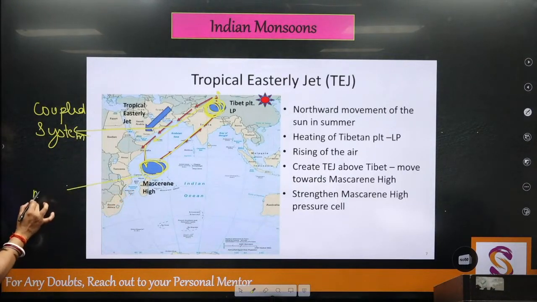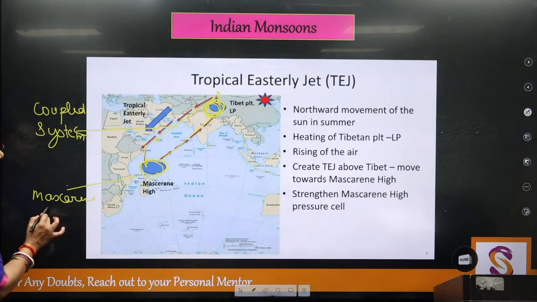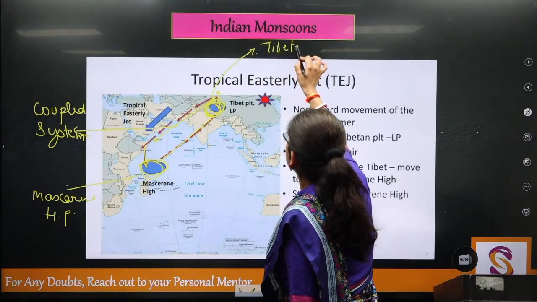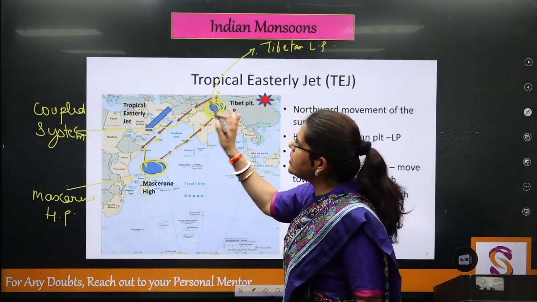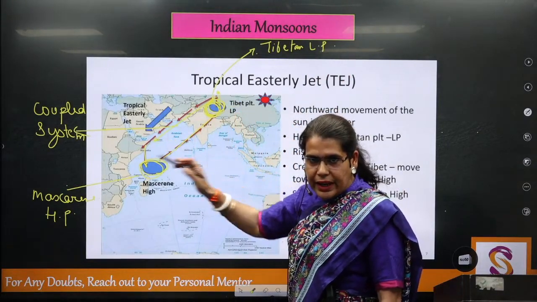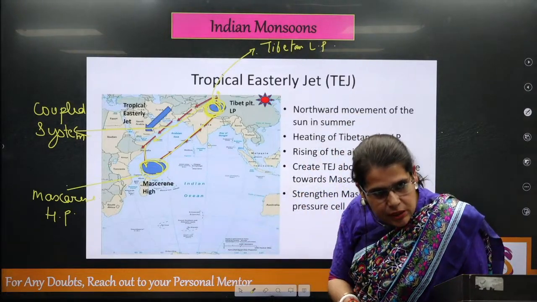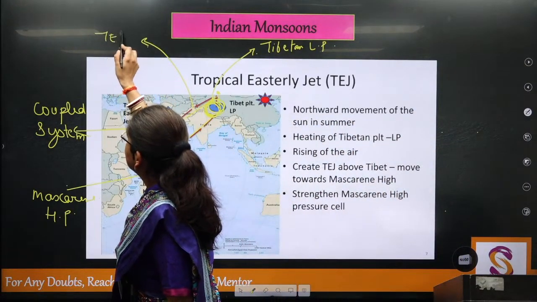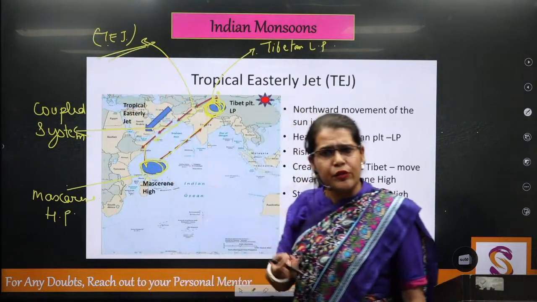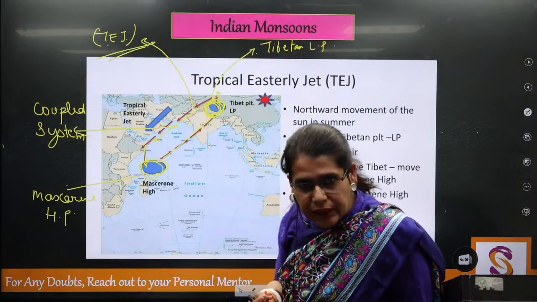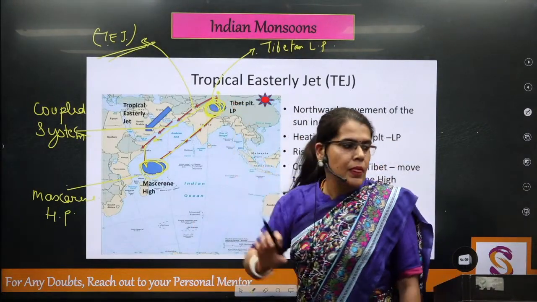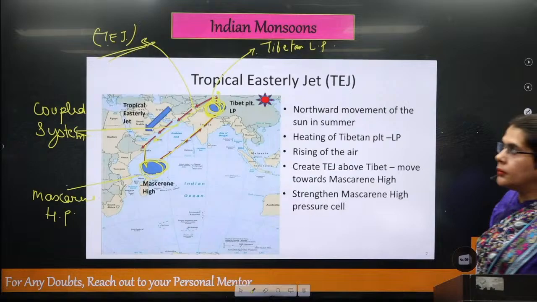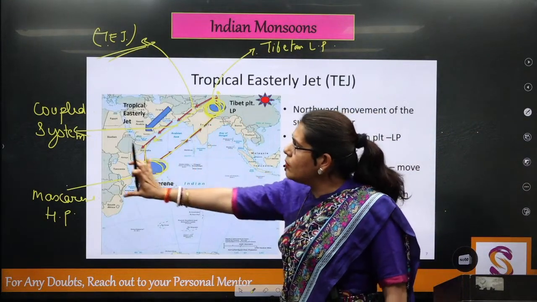Between Mascarene high pressure and the Tibetan low pressure. So this stream that emerges during the summer, that is referred to as the tropical easterly jet stream. Okay, so this is a localized one. This is the TEJ, that is the tropical easterly jet, which is very feeble, not very strong in the years when the low pressure is not properly developed. Okay, so there can be interannual variability as well. So this is the coupled system which exists.